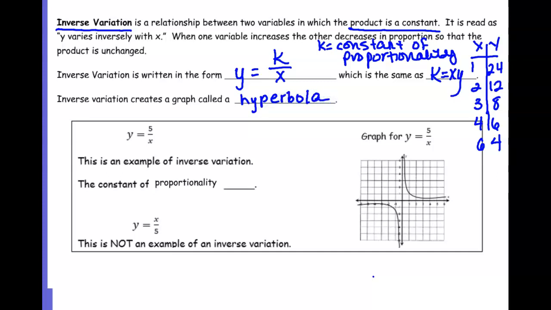So y equals 5 over x is an example of an inverse variation, and the constant of proportionality in this case would be the 5. Now be careful, the 5 needs to be in the numerator. In the event it's in the denominator, this is not an example of an inverse variation. It's actually an example of a direct variation, because x divided by 5 is the same as 1/5 x, so the coefficient there would be 1/5. So that would be a direct variation, and your constant of proportionality would be equal to 1/5.